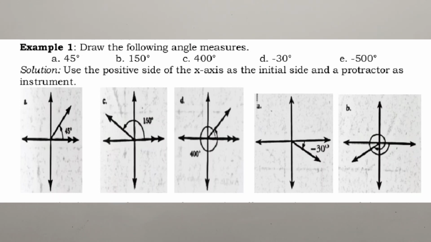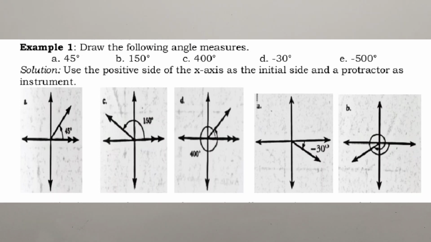For our negative 30 degrees, since this is negative, the rotation is clockwise. So from the positive x-axis, measure 30 degrees going to quadrant 4. So that is the terminal side of our negative 30 degrees.